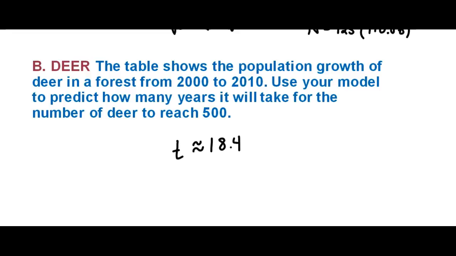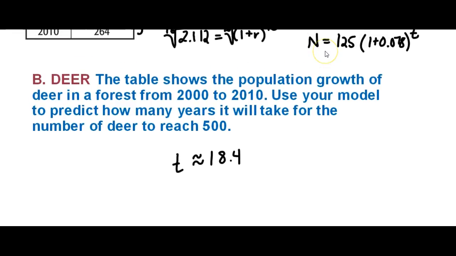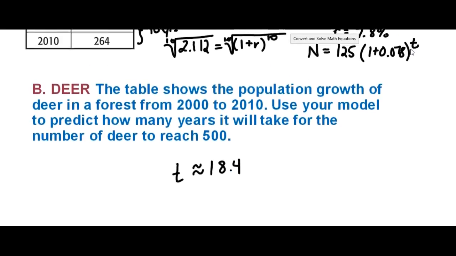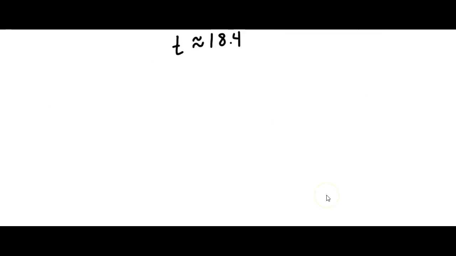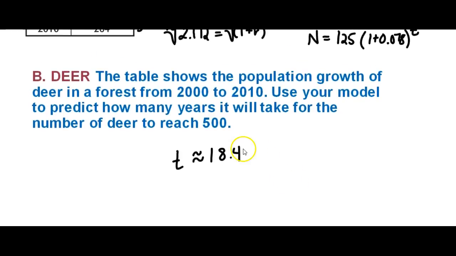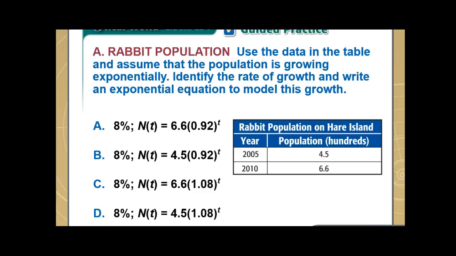And if you wanted to, you could check that in your model. If you just throw in 18.4 for your time up here, and then take 125 times 1 plus 0.078 to that power, you should get around 500. So here's an example for you to try, see if you can model this growth rate of the rabbit population.